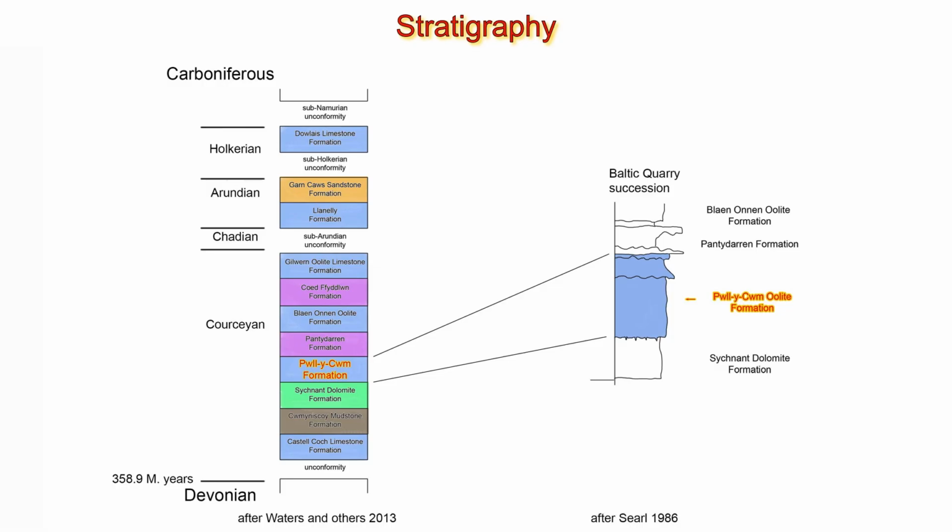The first sample comes from the Baltic quarry, where the Pulthicum Formation is 8 meters thick. The sample's position at the middle of the formation is shown by a red arrow against the column on the right.